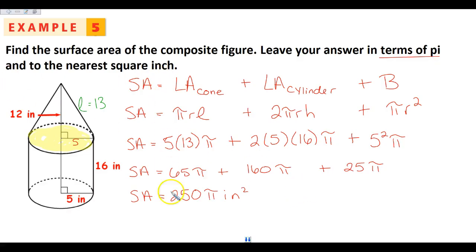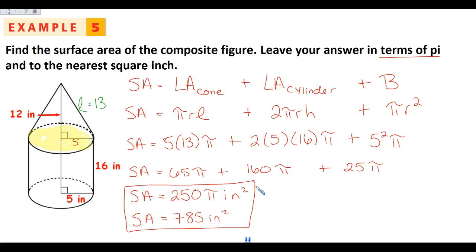Now I also want it to the nearest square inch. So that means I'm going to put 250 in my calculator, multiply it by pi, and round to the nearest whole number. And that's going to give me 785 inches squared. So these are the 2 answers that we need to have for this problem, both in terms of pi and to the nearest whole number.